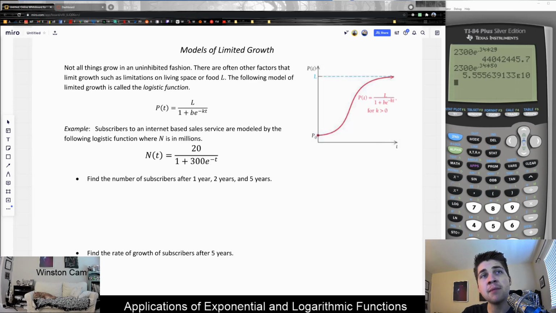But the environment has its limits, like food supply or water supply, where at some point there are too many fish to be sustainable in a lake, or too many people to be sustainable on the earth. And there has to be some point of balance or a limit to that, often in the form of a horizontal asymptote on the graph.